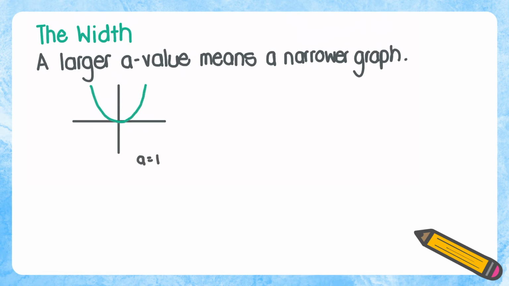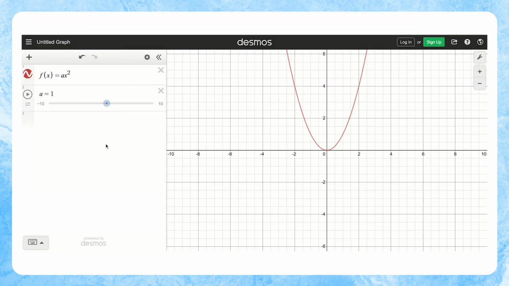So if a equals 1, our quadratic function might look something like this. But if we have a larger a value, so a bigger number, maybe like a equals 7, then our graph would be much more narrow. I tried playing around with it on Desmos to give you a visual. So a larger a value means a narrower graph.